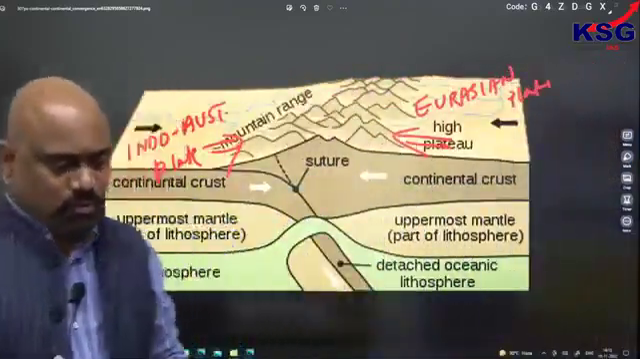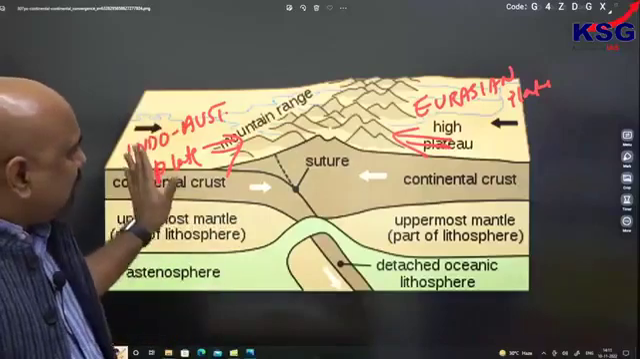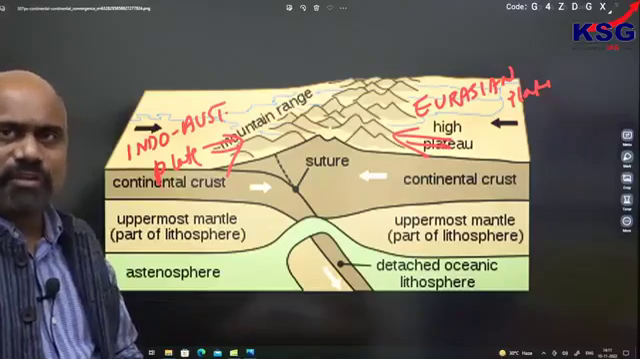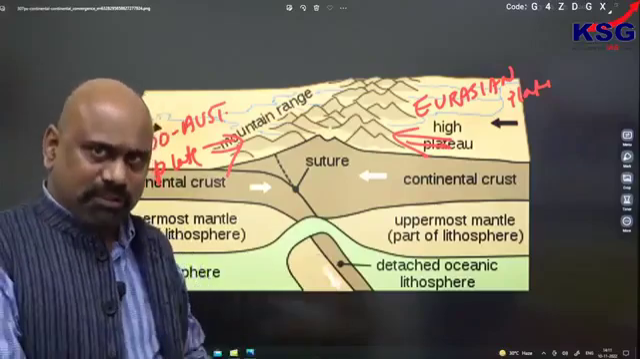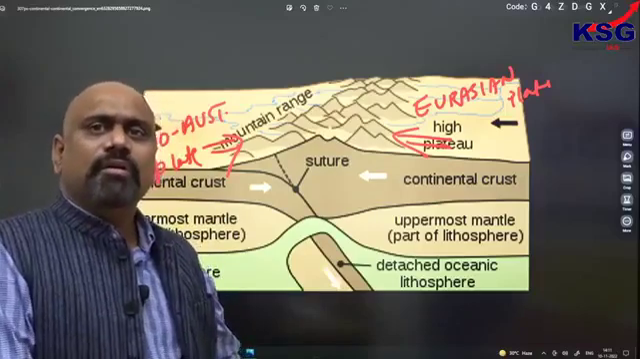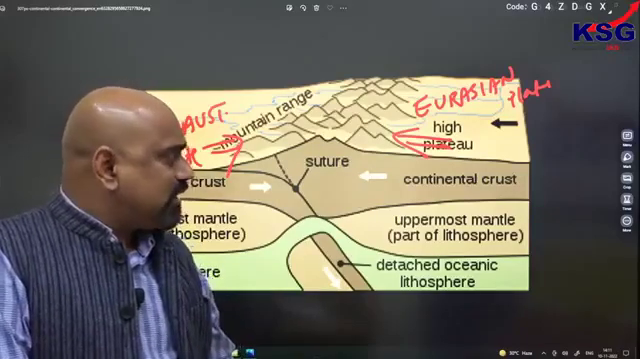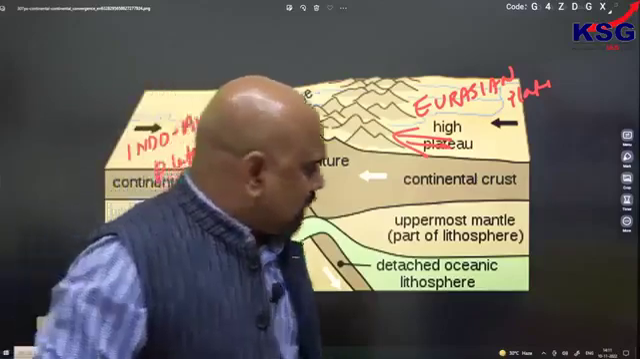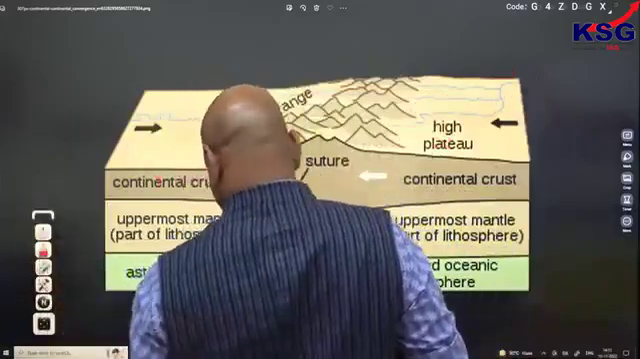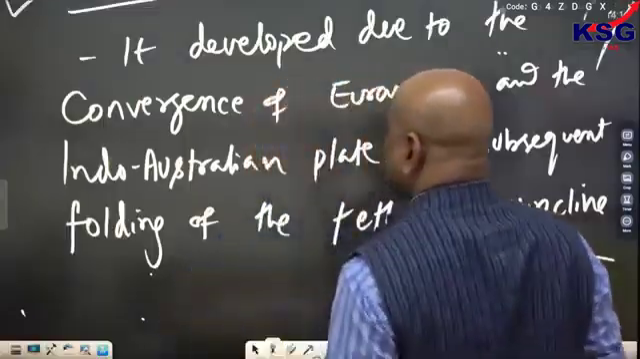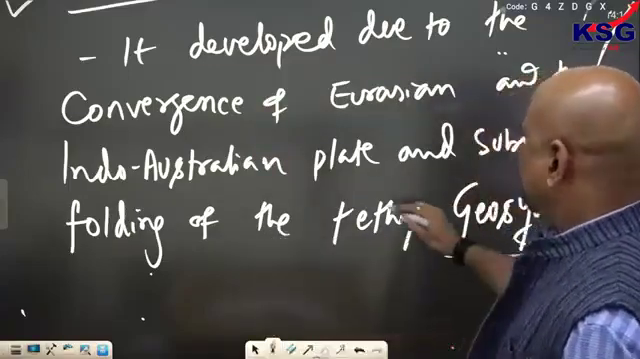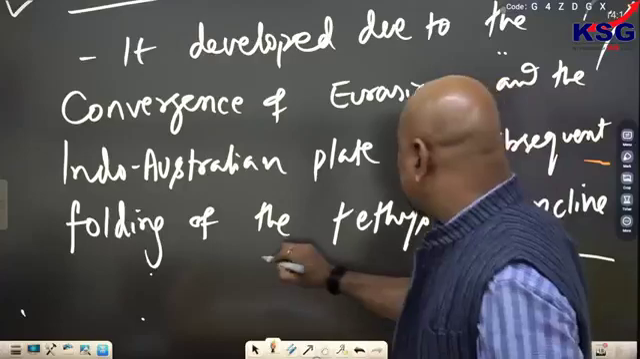Okay, so this is what I told you. Whenever this plate moved in this particular direction, gradually there was the oceanic surface, and because of continuous sedimentation, it formed a geosyncline. That geosyncline is the Tethys geosyncline which I told you. Okay, so let us see now: convergence of Eurasian plate and Indo-Australian plate and subsequent folding of the Tethys geosyncline.